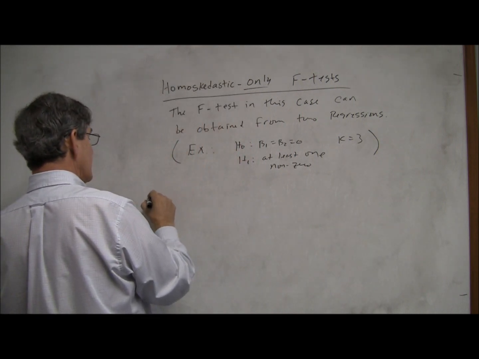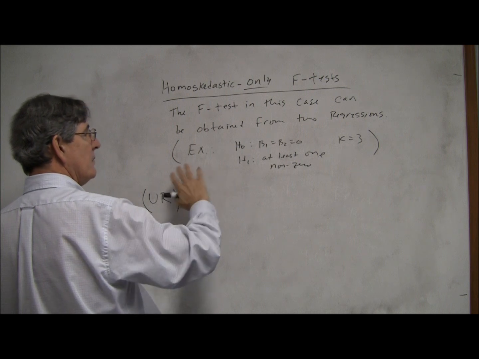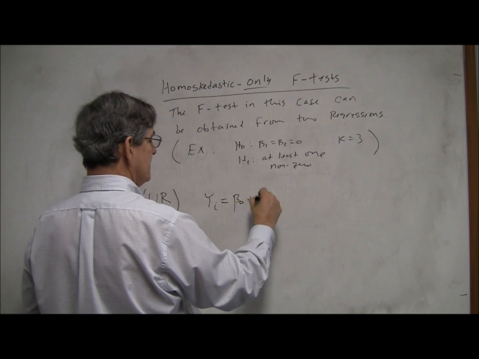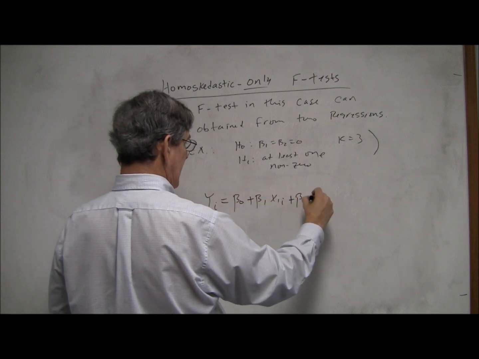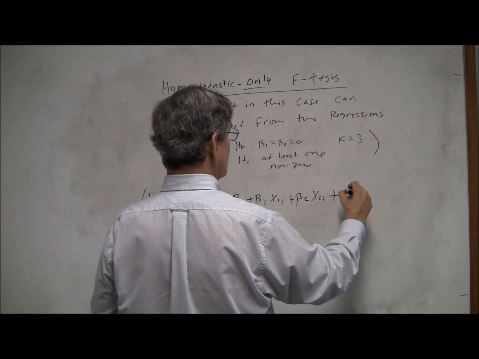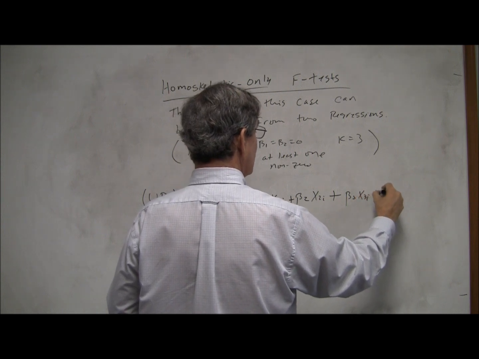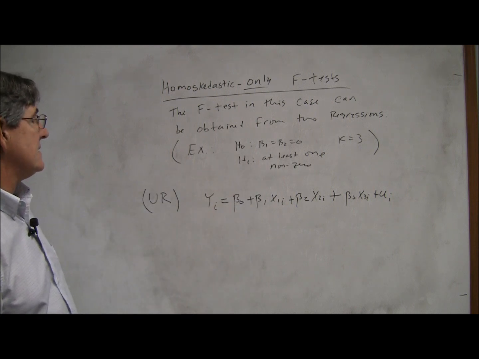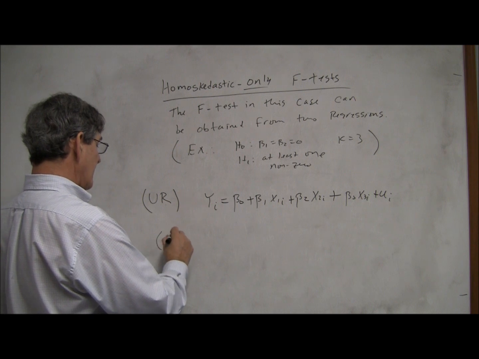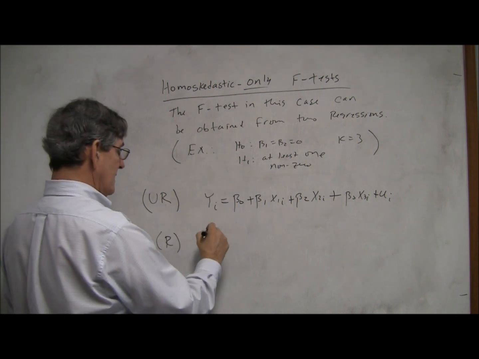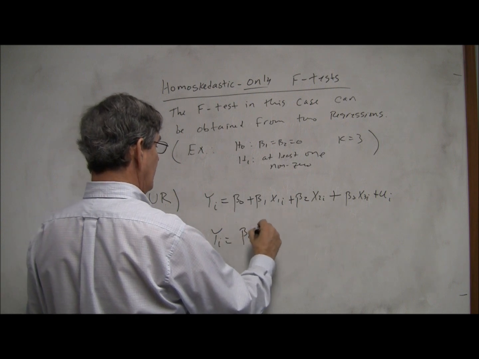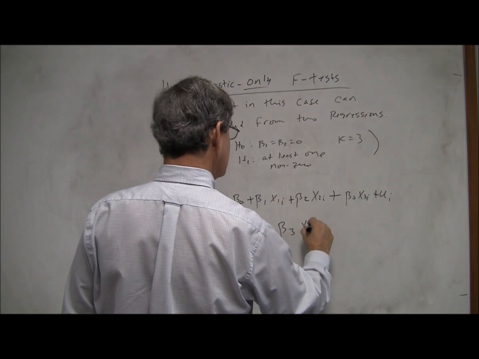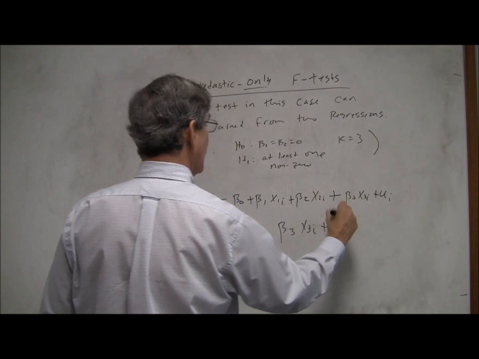So the first regression is the unrestricted regression I talked about earlier. That's the one where you don't impose these. So with k equals 3, that's yi equals beta 0 plus beta 1 x1i plus beta 2 x2i plus beta 3 x3i plus ui. We haven't imposed any zero restrictions, so that's the unrestricted model. Then the restricted model, we impose the null hypothesis. So yi is beta 0 plus 0 times that plus 0 times that plus beta 3 x3i plus ui.